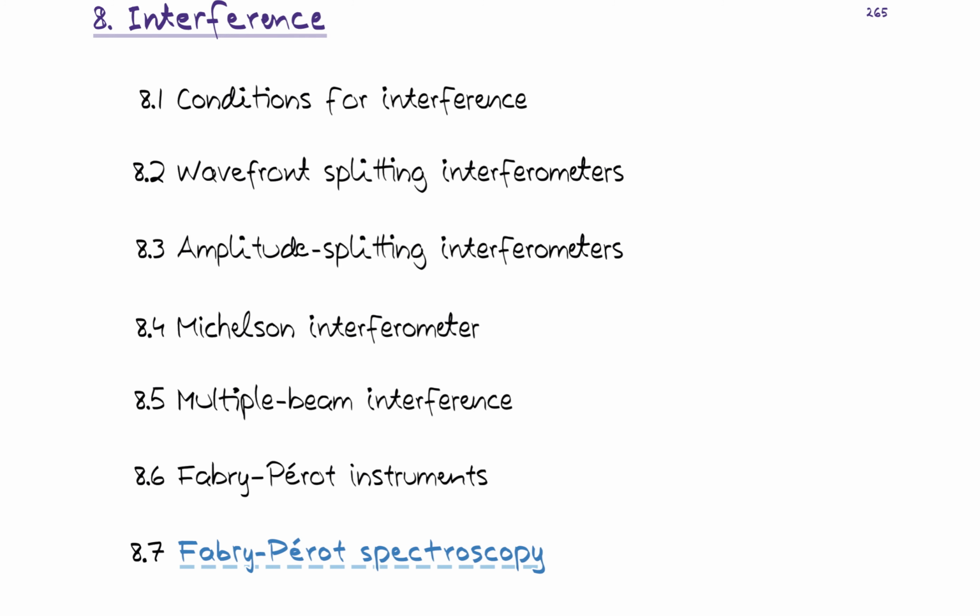So my thanks to you for joining my monologue, my last lecture on chapter 8 regarding interference effects. And of course, the title of today's lecture will be Fabry-Perot spectroscopy. I guess I should start by pointing out that this title is very, very badly chosen. I'm not speaking that much about spectroscopy as such, but rather about the spectral properties that are associated with Fabry-Perot instruments.